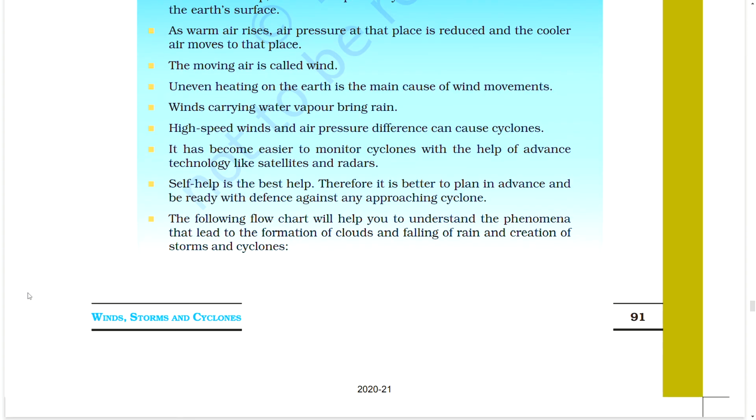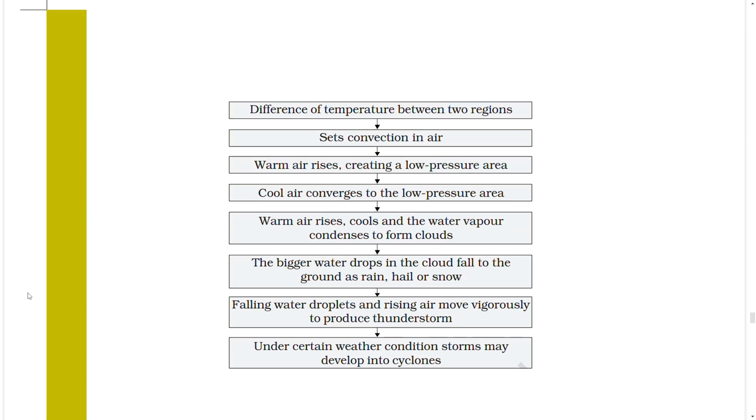The following flowchart will help you to understand the phenomena that lead to the formation of clouds, falling of rain, and creation of storms and cyclones. Difference of temperature between two regions sets convection in air. Warm air rises, creating a low pressure area. Cool air converges to the low pressure area.